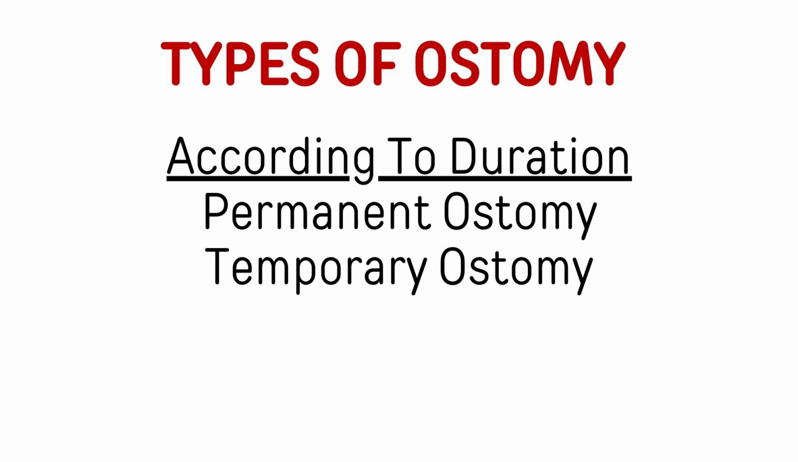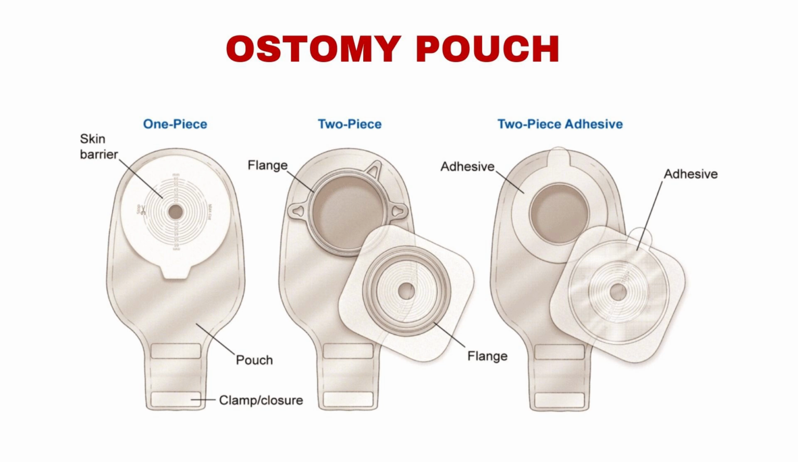There are two types: one is permanent ostomy and the other is temporary ostomy. Permanent ostomy means the patient needs to live with the ostomy stoma lifelong. Temporary means for a month only. So these are all the types of ostomy according to the location, according to the intestinal stoma, and according to the duration. Next we'll see the ostomy pouch.